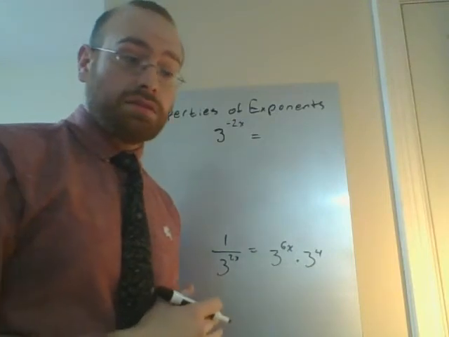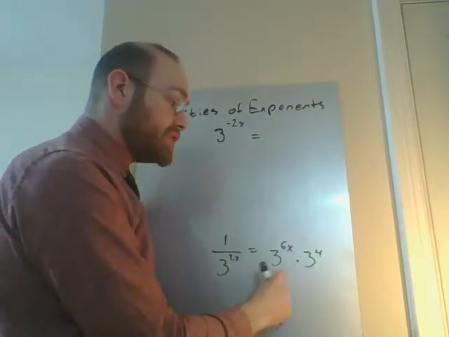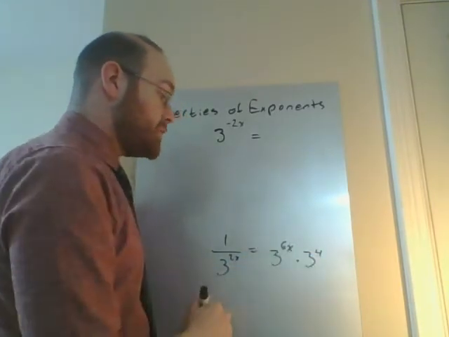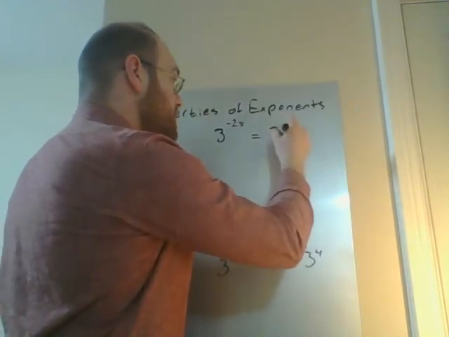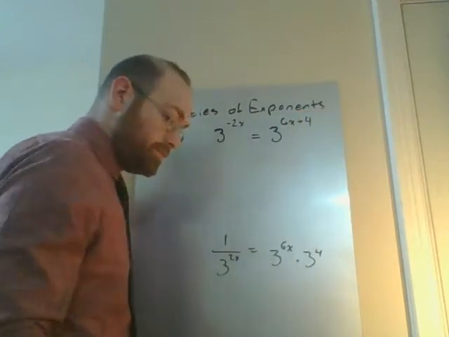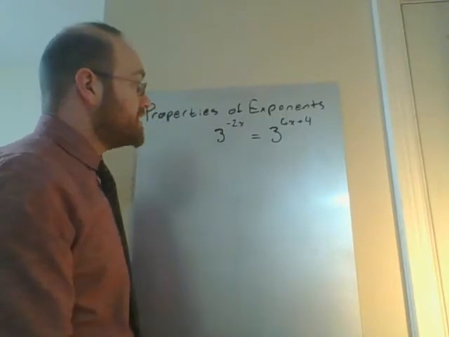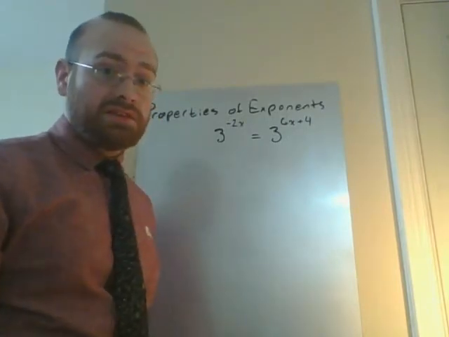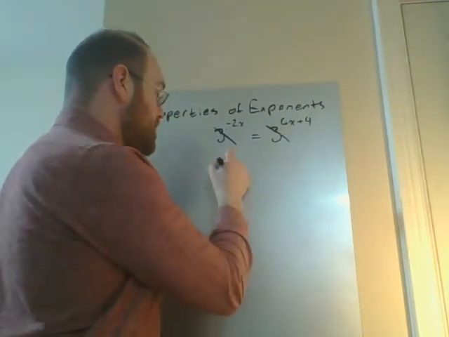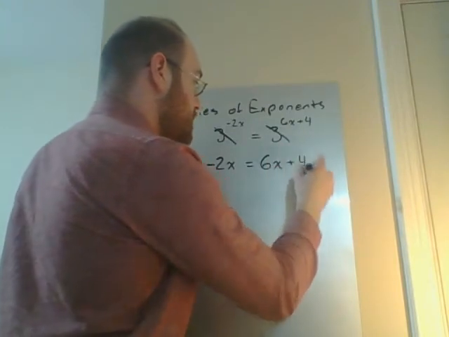The second property that we're going to use is our product property. So when we multiply two numbers that have the same base, we add their exponents. So we have 3 to the power of 6x plus 4. And now we have a common base, and this allows us to cancel. So I'm going to cancel these 3's and write my equation, negative 2x equals 6x plus 4.